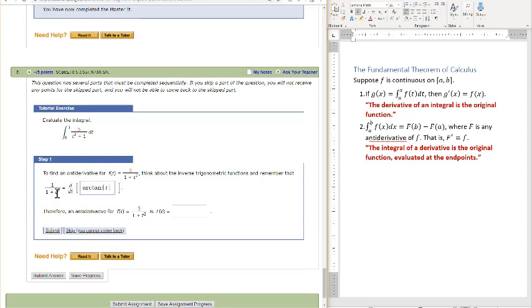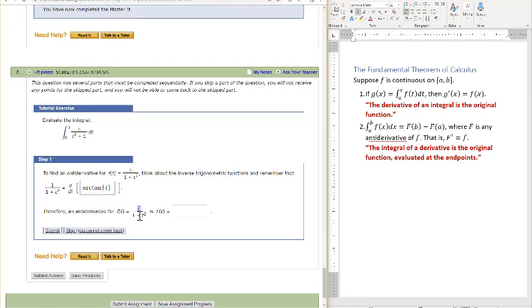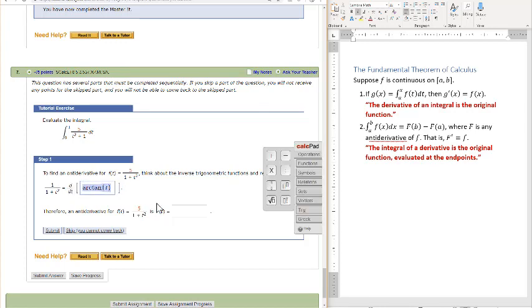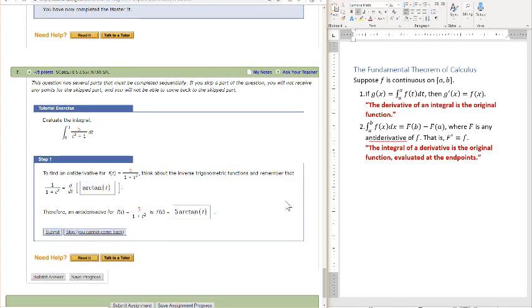We need to use the correct variable. We're using t here, so we gotta make sure that that's t. And so if we want the antiderivative of 5 divided by 1 plus t squared, it's essentially going to be 5 times the function that we just found. So 5 times the arctan of t should do it for us.